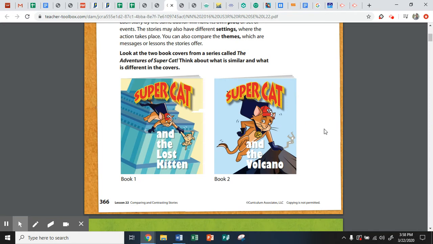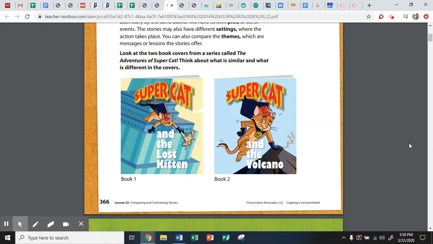So let's start by looking at the characters in the book. For book one, it looks like there might be two main characters. It looks like the cat, which the main cat is Super Cat. I'm guessing the name is Super Cat based on the title. And if you look at the cat's hat, it says SC for Super Cat. So we have Super Cat and we have a kitten. It looks like Super Cat is saving a kitten from falling. In book two, it looks like the only main character is Super Cat. I do not see another main character there.